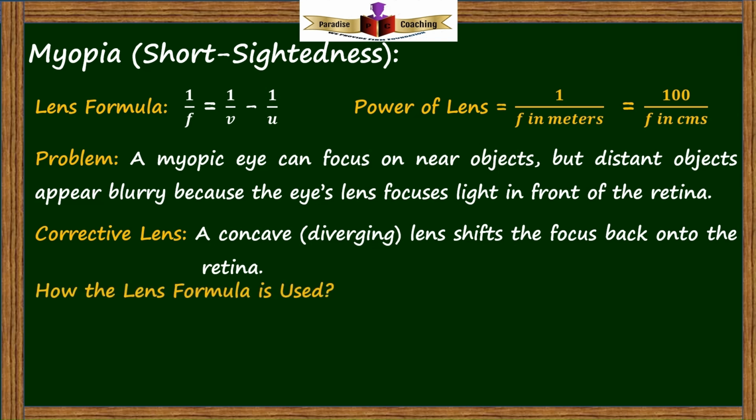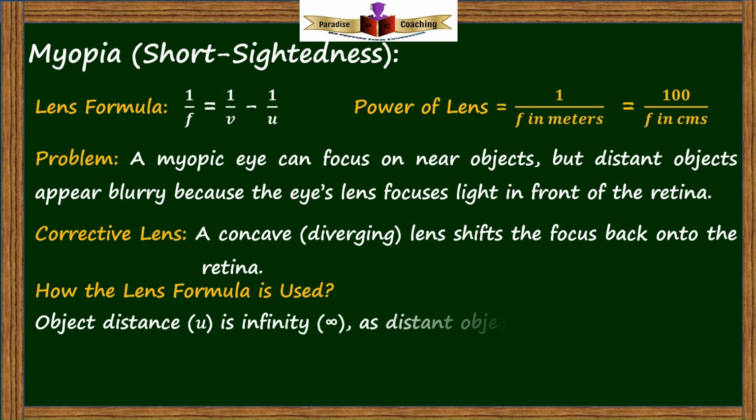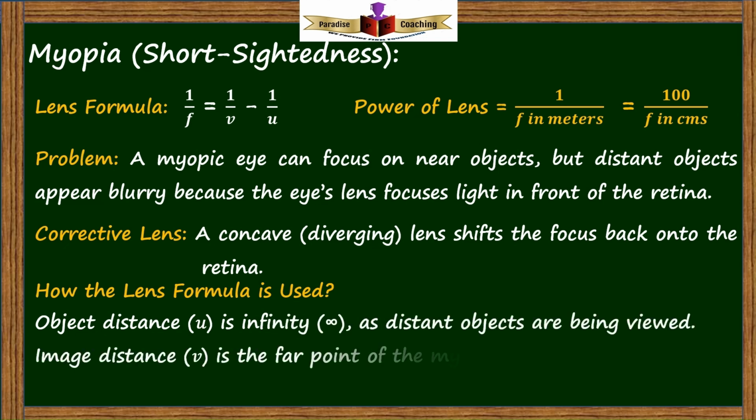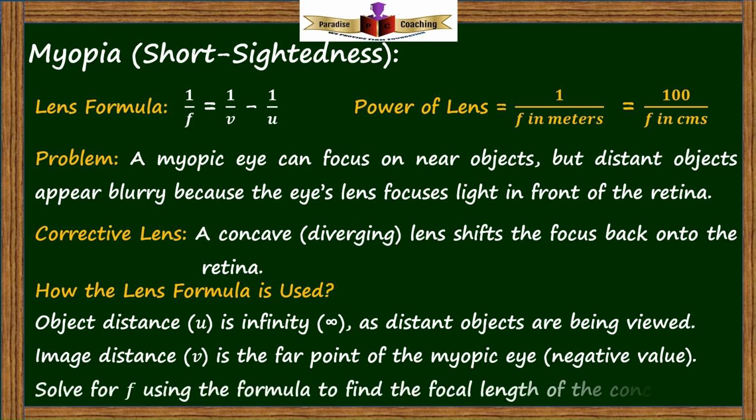How the lens formula is used. Image distance is the far point of the myopic eye, a negative value. Solve using the formula to find the focal length of the concave lens.